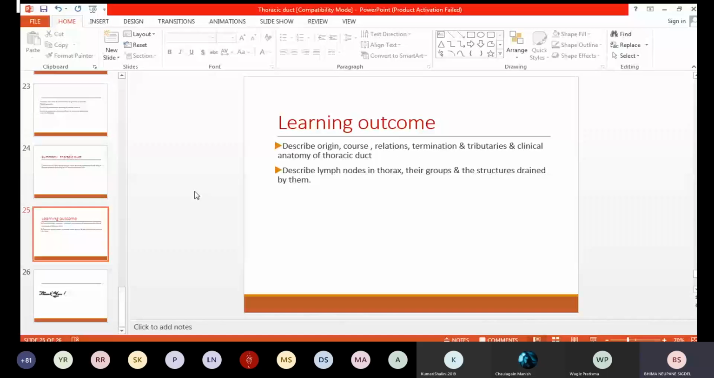So from this topic, if you can remember the tributaries you can read, otherwise the most important things to remember are the origin, course, relations and the termination, at least as you have seen in the questions till now. For every topic you have to remember at least two applied aspects. And the diagram is very important, okay.